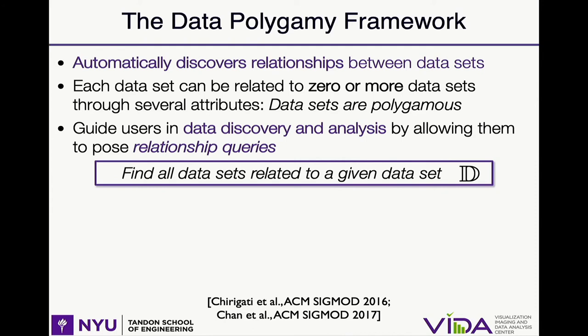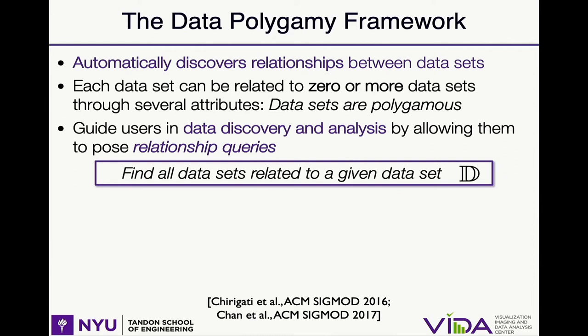The goal is to discover relationships between attributes in different data sets. The idea here is that any particular attribute can be connected to multiple attributes in other data sets. And by discovering these relationships, we can attempt to guide users both to discover relevant data as well as explain interesting features in data. We aim to do this by supporting this kind of queries.